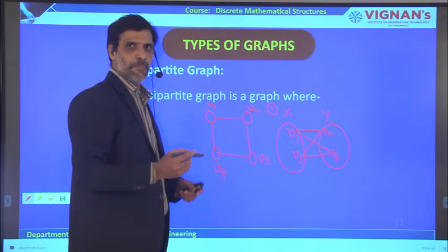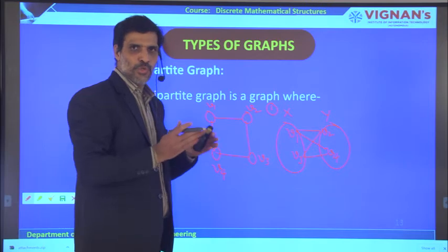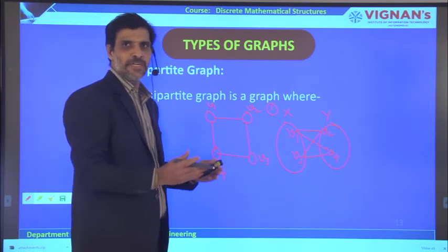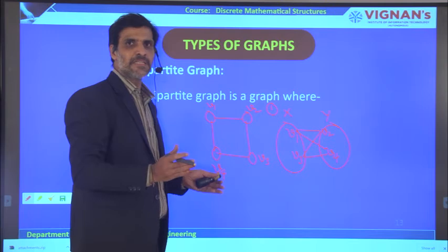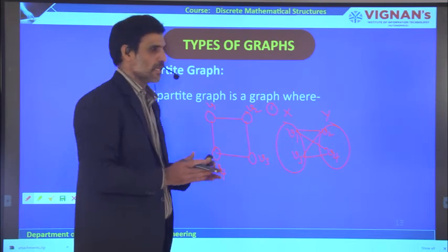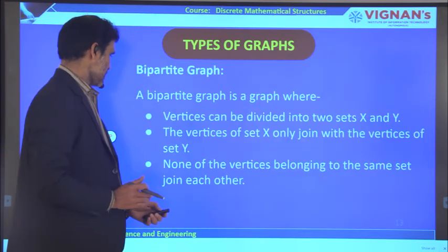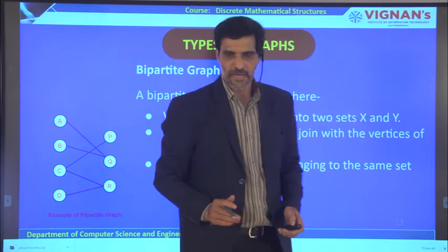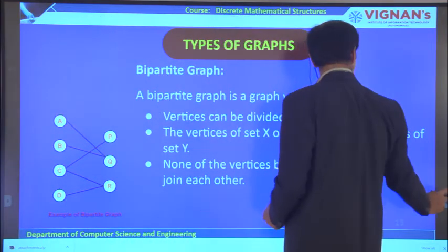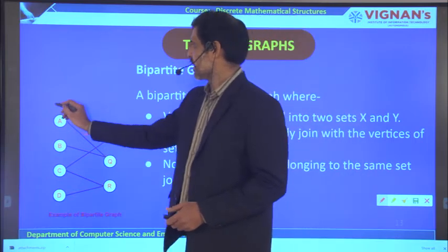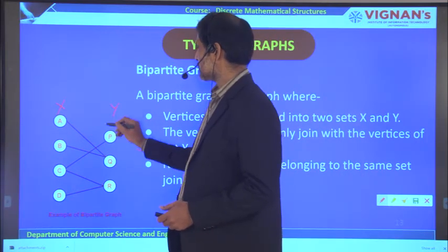That is the definition of bipartite. It means we are partitioning the given graph into 2 parts. How are we partitioning? By dividing the vertices into 2 sets and joining them with edges. This is what we can call a bipartite graph. So I have given one example here of what a bipartite graph is. This is set X I have divided, and this is set Y.